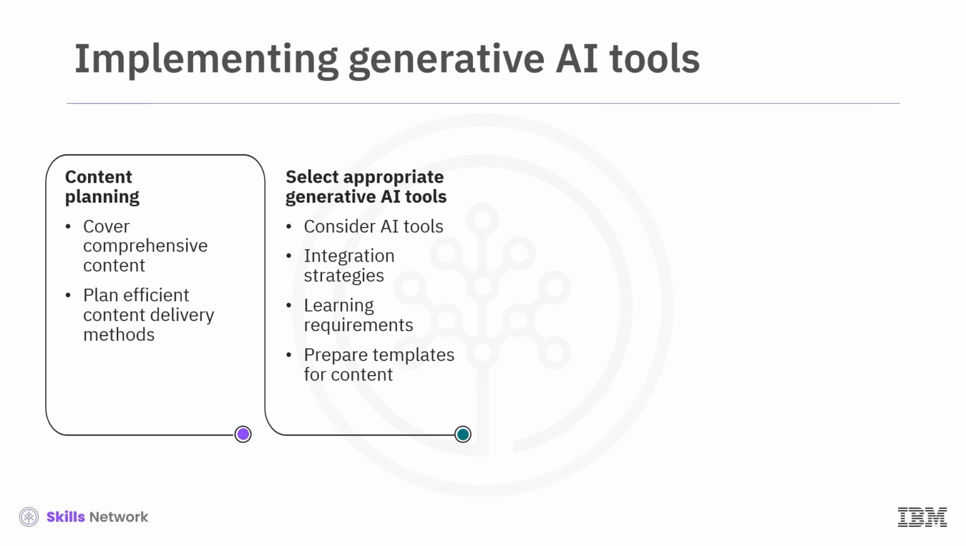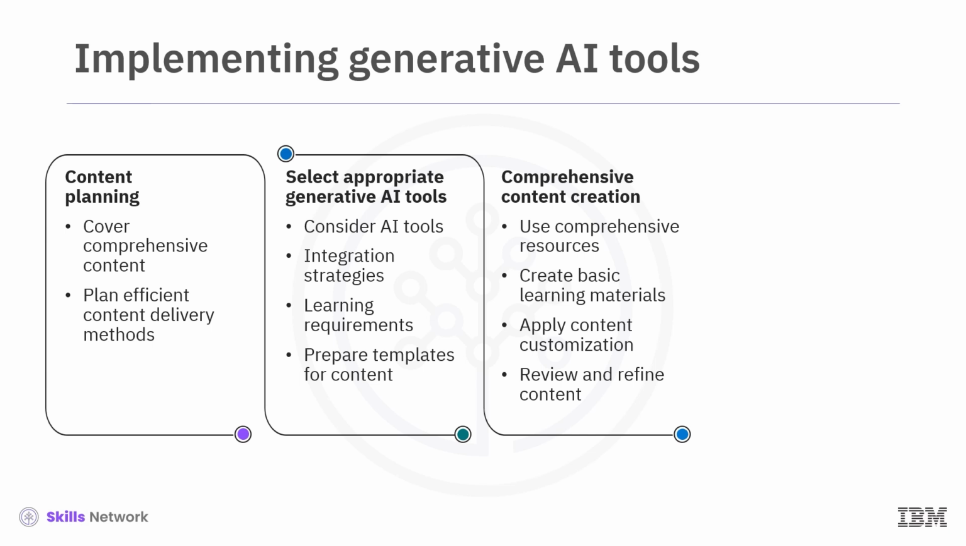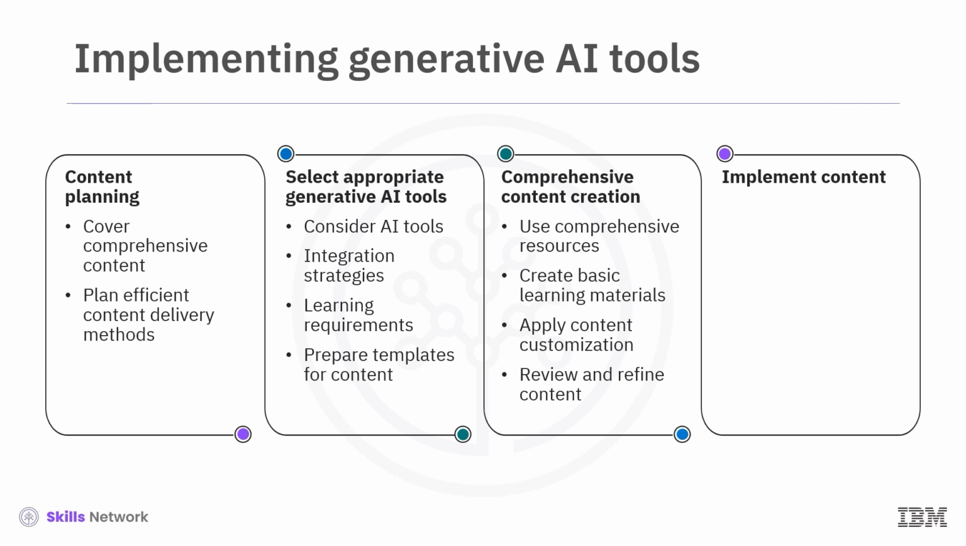Now, it's time to generate content using comprehensive resources. First, create basic learning materials, then apply content customization, and lastly, review and refine content based on the learning objectives and learners' requirements. Finally, implement the AI-generated learning content, ensuring its quality and effectiveness. Gathering learners and supporting staff feedback helps to improve the learning materials.